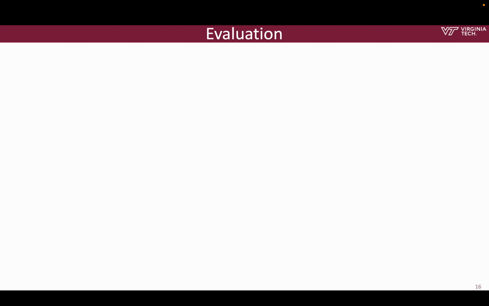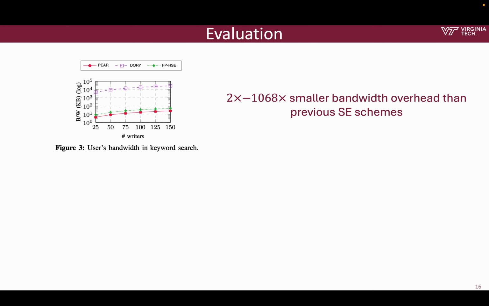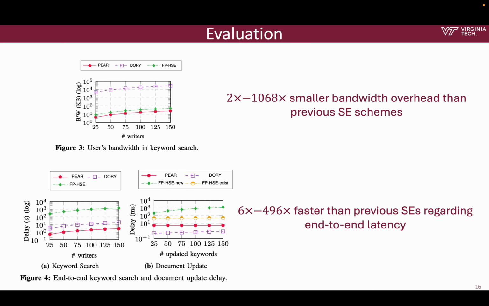So we summarize the evaluation of our proposed scheme as follows. In terms of bandwidth cost, our scheme achieves up to 3 orders of magnitude smaller communication overhead than state-of-the-art SE designs. Regarding end-to-end latency of keyword search, our scheme is 6 to 496 times faster than existing SEs.